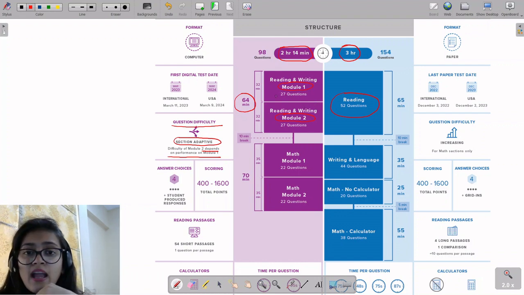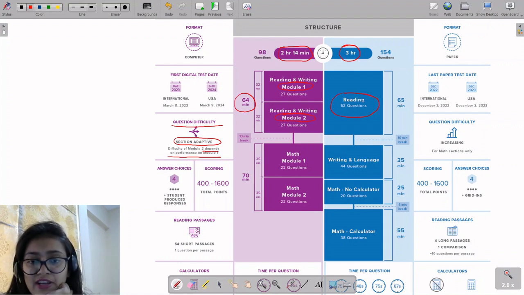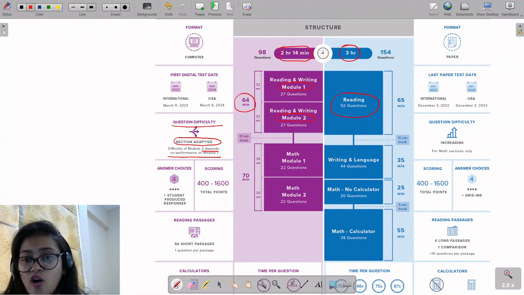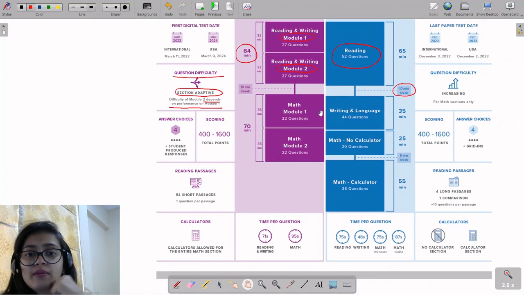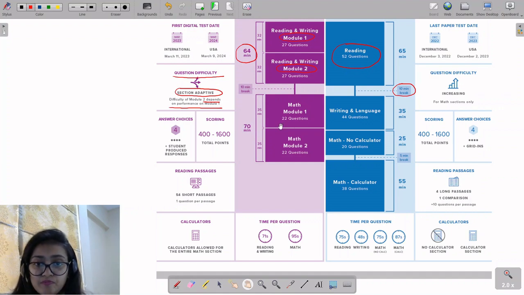for ELA. And to complete both of these modules, you're going to get 64 minutes. Previously, we just had reading section and we had to do it in 65 minutes. Now moving ahead, you are going to get a break of 10 minutes after completing your reading and writing section. In the paper version as well, you were getting a break of 10 minutes after completing your reading section, which was of 65 minutes earlier. Now, after the break of 10 minutes, you will be starting with the math section.